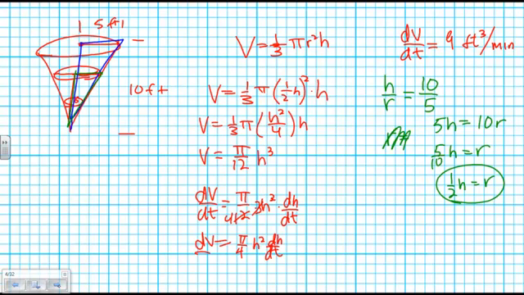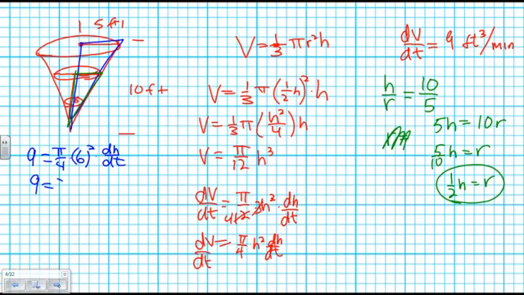And now we're ready for the plug and chug step. Do we know what dV/dt is? Yes, 9. Pi over 4 is a constant. Do we know what h is? We're interested in what's the rate of the height changing when h was 6. So 6 squared dh/dt.